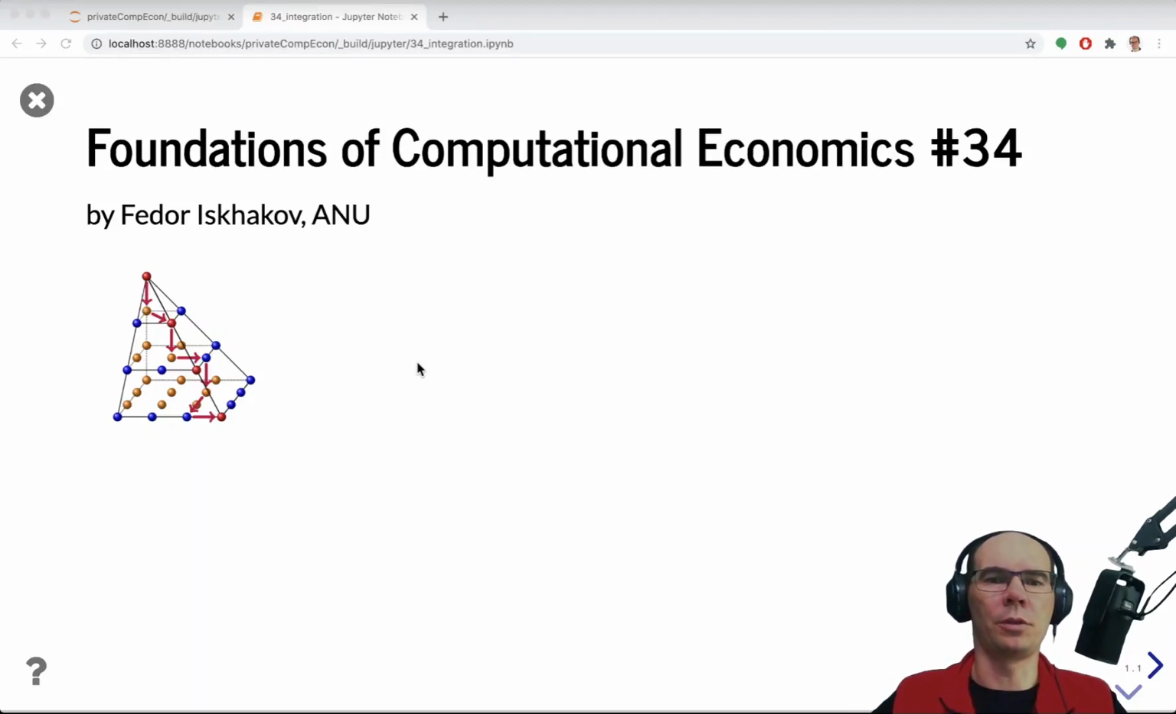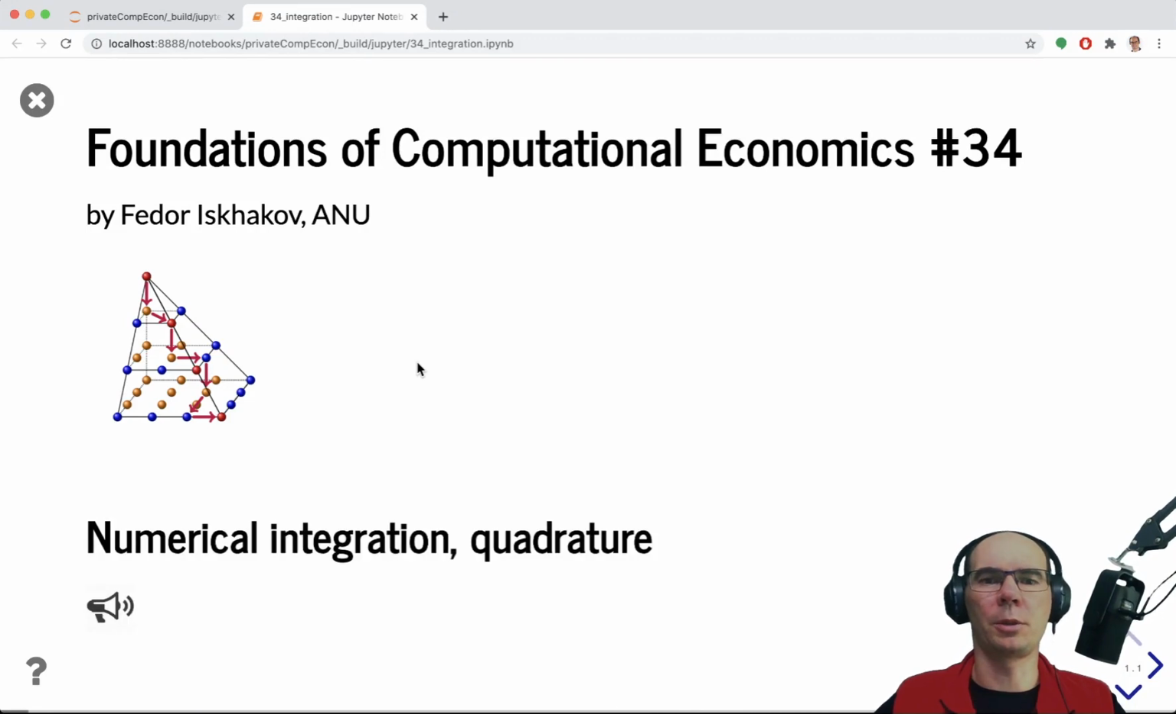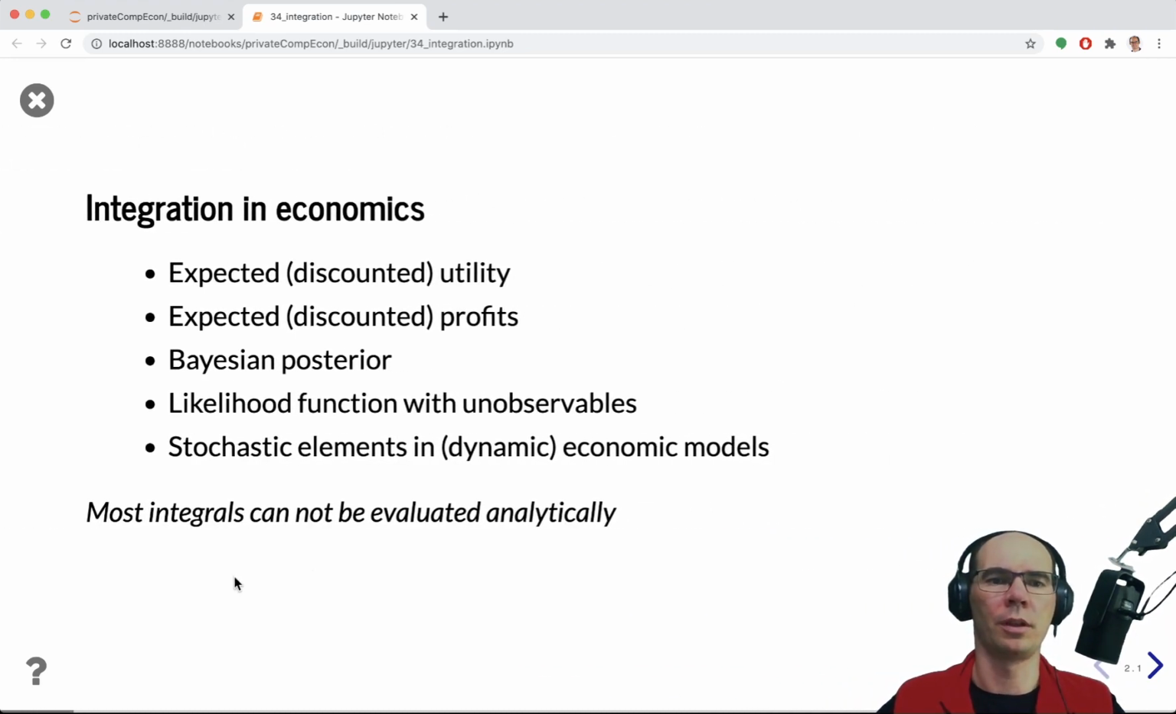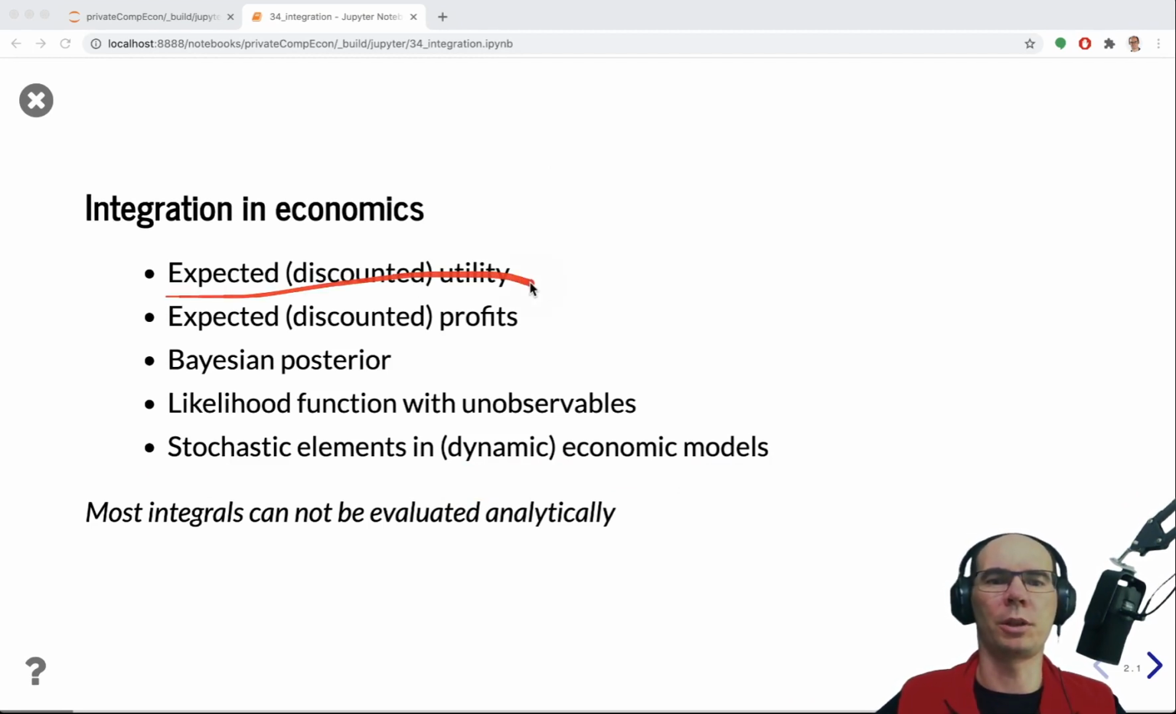In video 34 of the Foundations of Computational Economics course, we will look at numerical integration, in particular quadrature rules, and also we'll talk about Monte Carlo integration. So, as you would imagine, integration is all over economics. We will be primarily interested in stochastic elements in dynamic economic models, so integrating the expected future value function, but more generally expected discounted utility, discounted profits in models like that, or simpler.